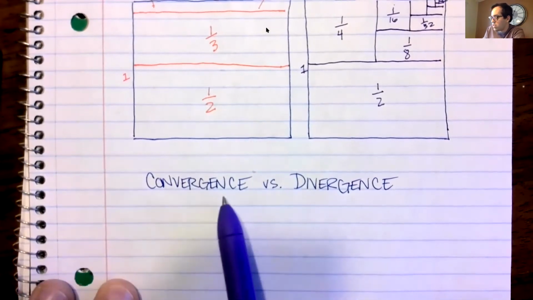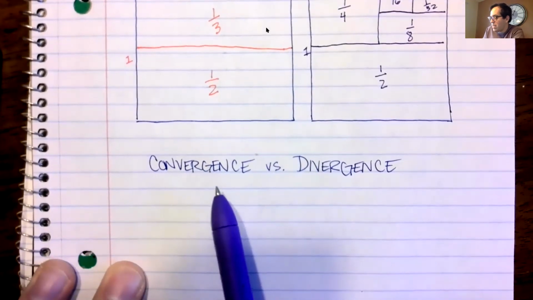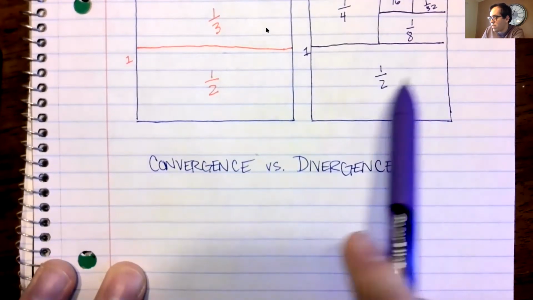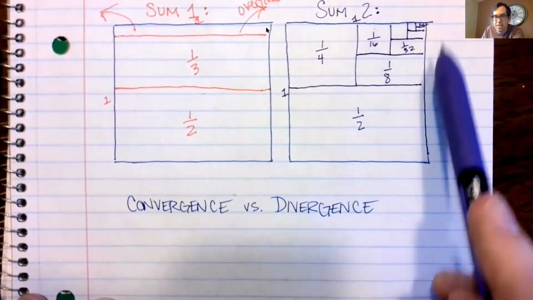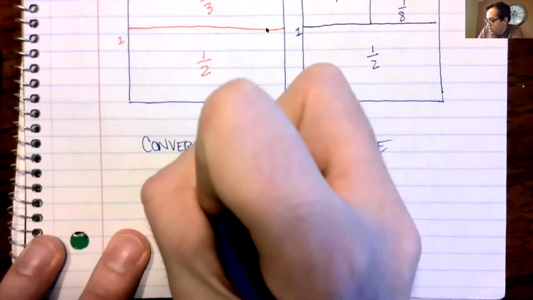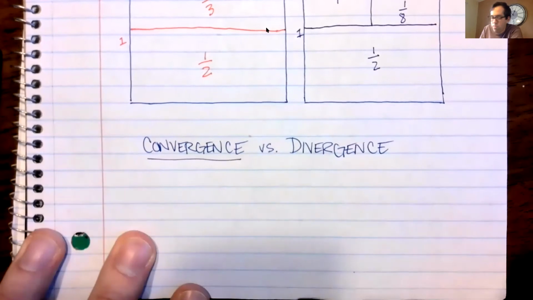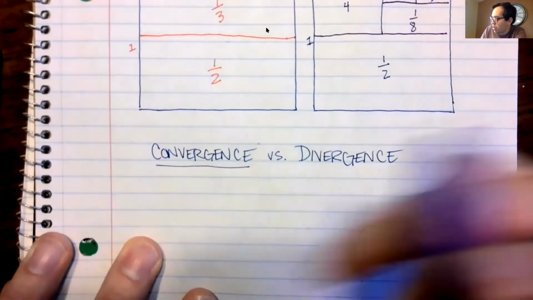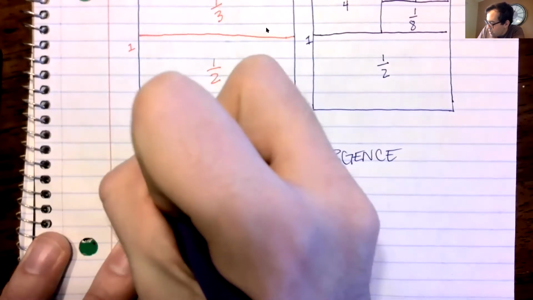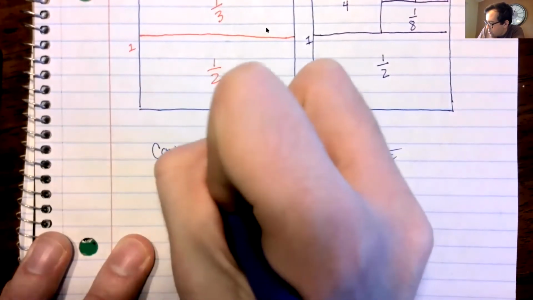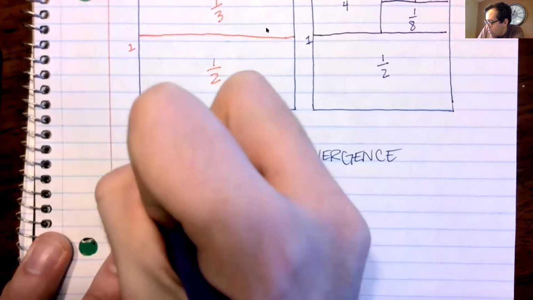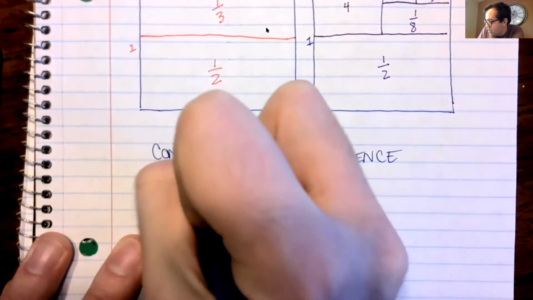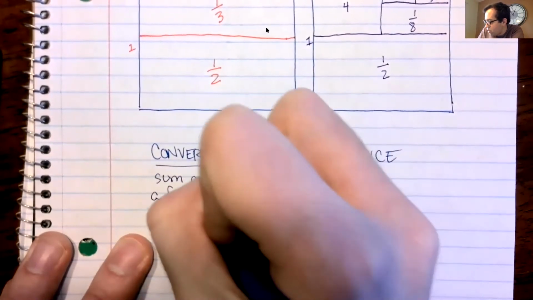So convergence is when an infinite sum has a limit of a certain number. So a convergence was the purple one here. I don't know if you can actually tell that I was using purple. I think you can. Convergence is when the sum adds to a finite real number.